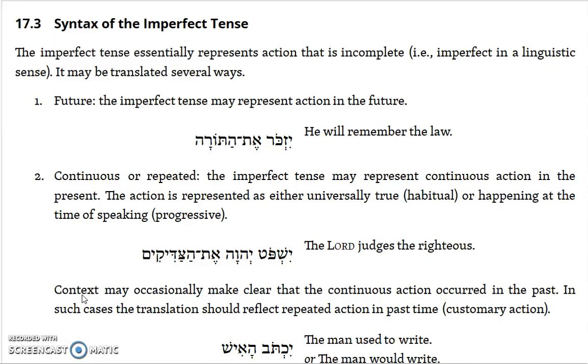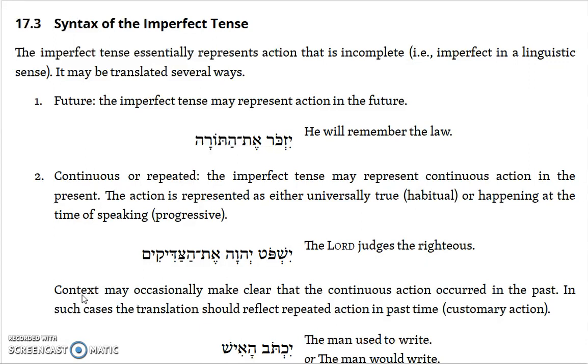The same is going to be true of the imperfect. It can also refer to actions in the past or the present or the future. However, the most basic meaning of the imperfect will be the future. The action is incomplete. It's incomplete because it hasn't happened yet, and therefore you would use the imperfect tense.